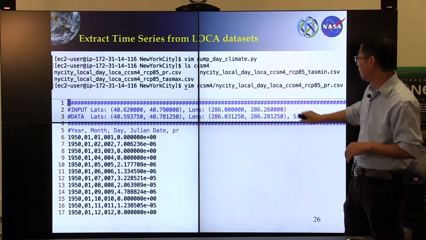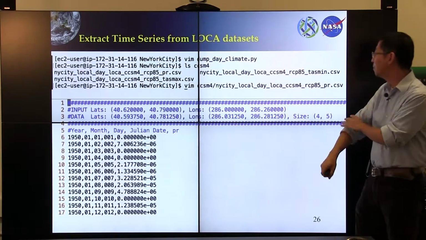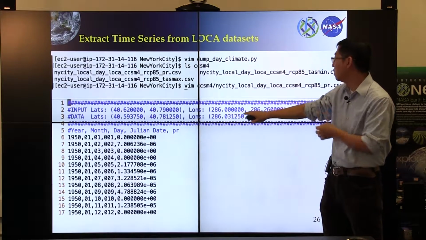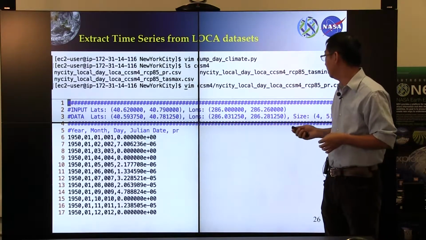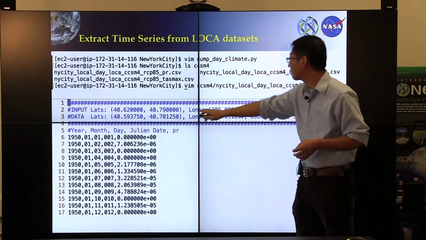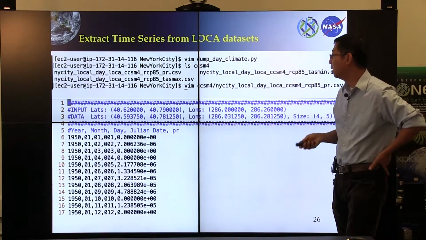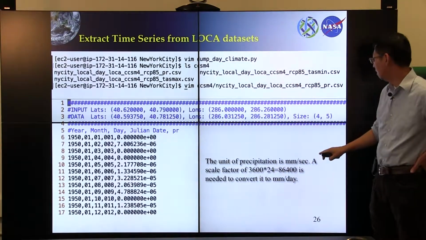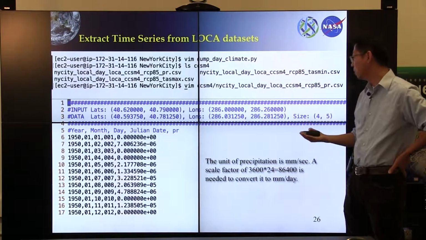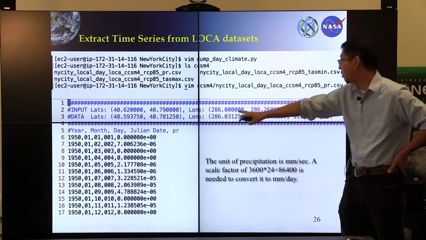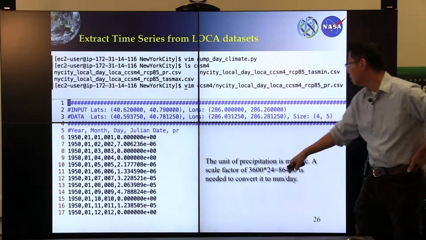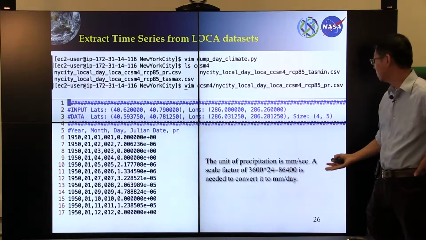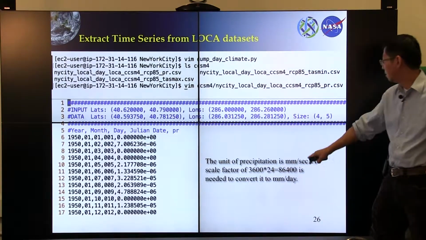You will read the first 4 lines, which are some headers, indicating where we wanted to look at the data, and the data from the LOCA files are actually from these grid cells. Notice for Precipitation, the current units are millimeter per second. So you want to scale these values by 3600 times 24 hours, and convert that unit back to millimeter per day.